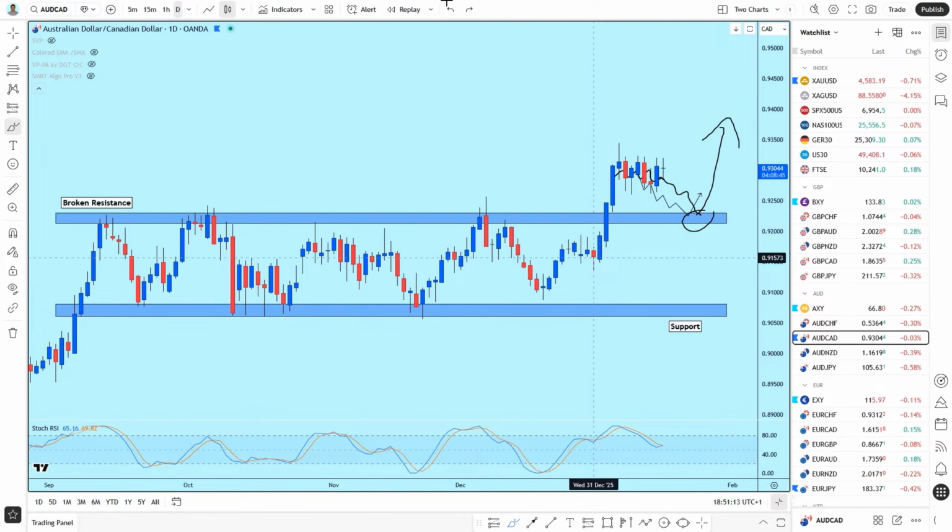In this case we can see this very impulsive bullish move, and what we want to see after a bullish impulsive move is a slow bearish pullback.